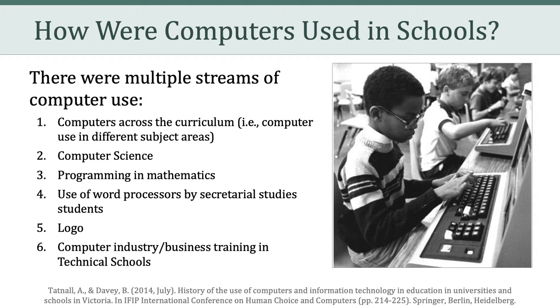Another big category was this idea of computer science. Everyone believed that computers were very powerful and computer science was a new field, so we need to start focusing on training the next generation of computer scientists. Another major focus was on programming and mathematics. Many researchers and scholars and educators believed that programming and the logic involved in programming and telling a computer what to do was a way of unveiling or unmasking some of the complexities of mathematics. It would make math very accessible to more people.